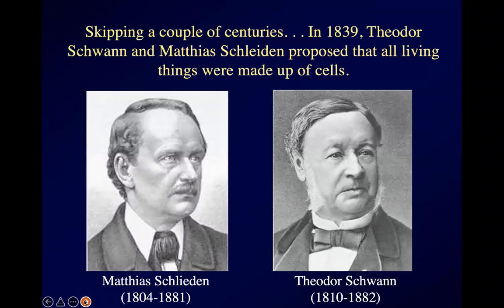Theodor Schwann and Matthias Schleiden, a couple of Germans, were the first to propose that all living things were made up of cells. Several generations of microscopists had found cells elsewhere, not just in cork, but in animal tissues, plant tissues, pretty much everywhere.